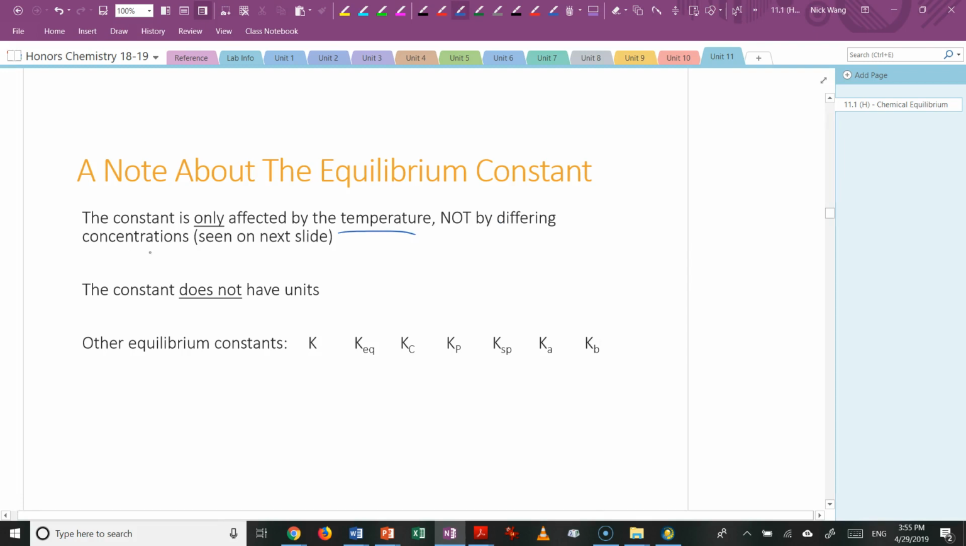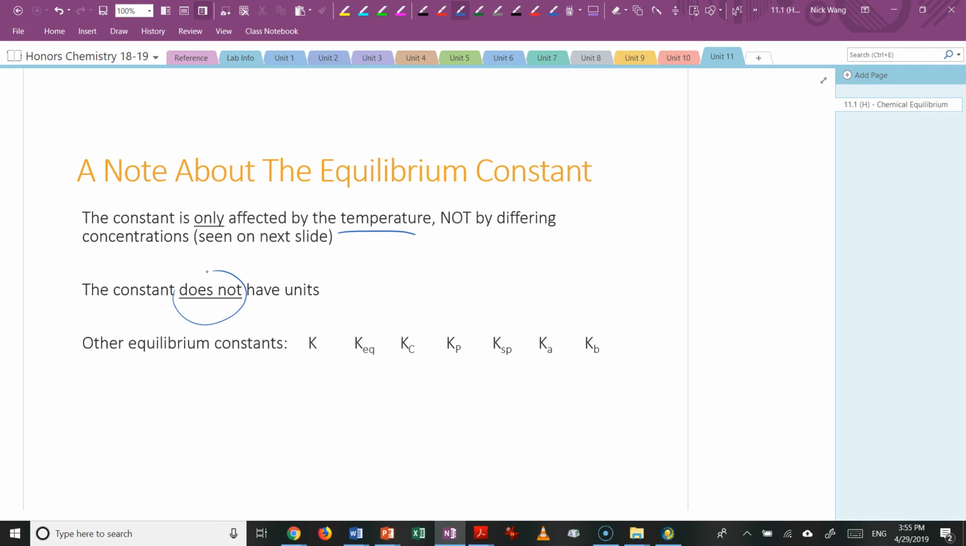All right, it's only affected by the temperature, not by differing concentrations. You probably can think of a thing or two that's only affected by temperature, but not by the different concentrations. There's no units, right? Even though there's obviously a bunch of numbers that get plugged in with the appropriate concentrations, and they're being raised to whatever exponents, you never should include units.